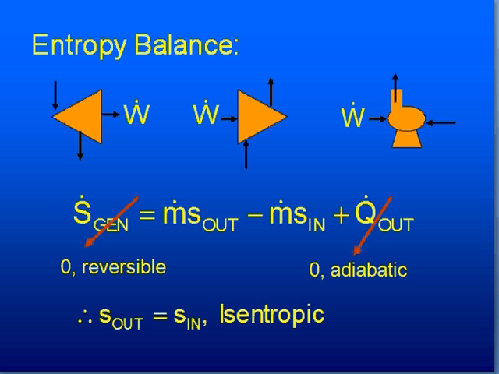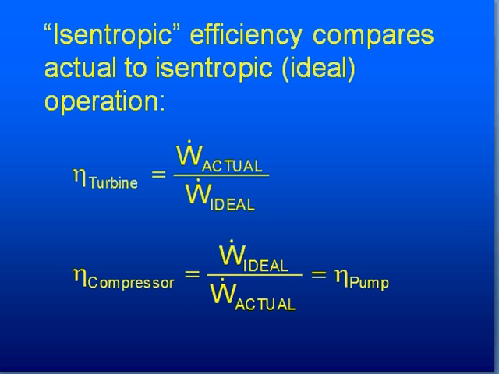Q dot out over T, assuming they're hotter than the environment around them, and so heat would be flowing out, but we're going to assume they're adiabatic, so the Q goes to 0. Actually, that should be Q over T goes to 0, and the entropy generated goes to 0. So S out equals S in. We call those isentropic processes. And an isentropic process is our ideal situation. The isentropic efficiency compares the actual process to the ideal or isentropic process.